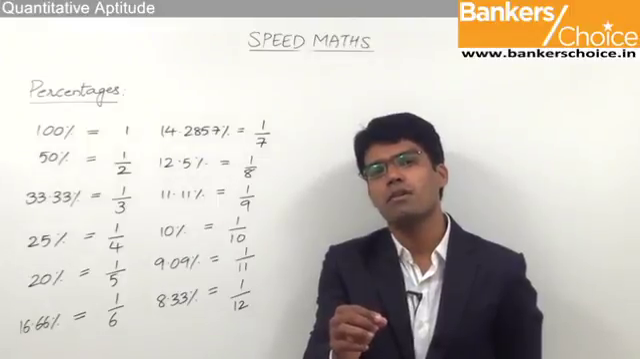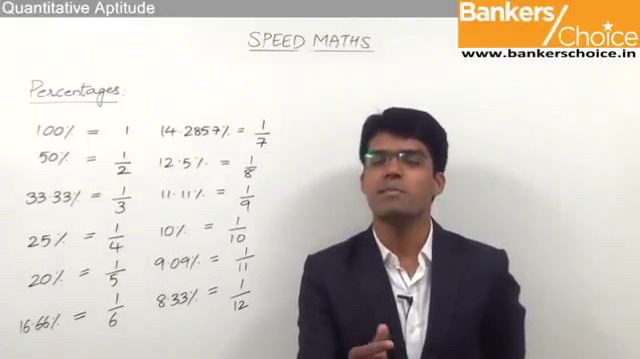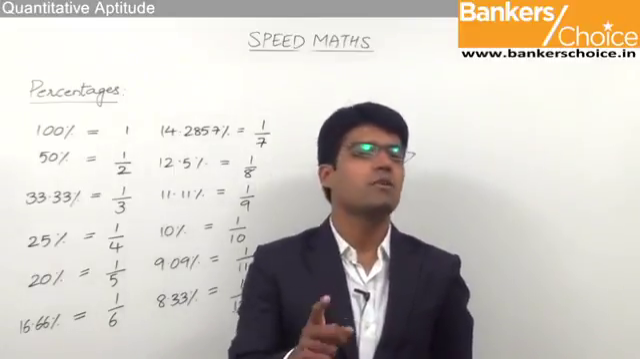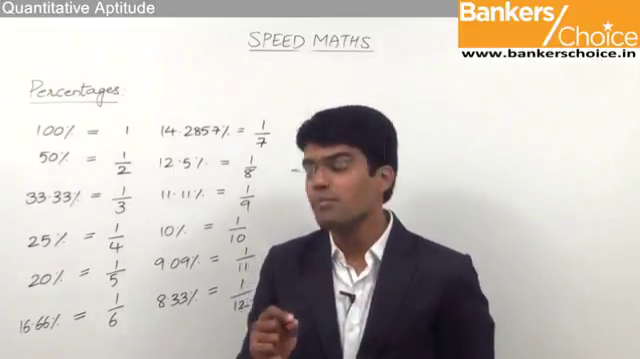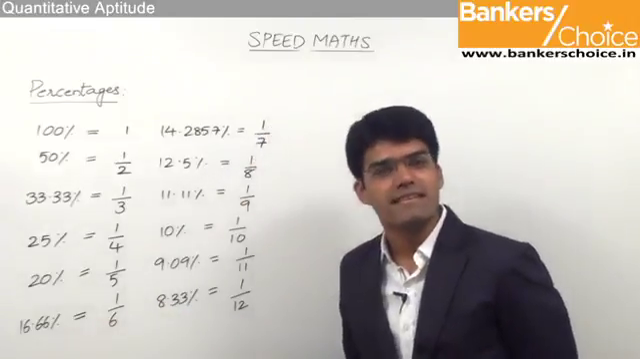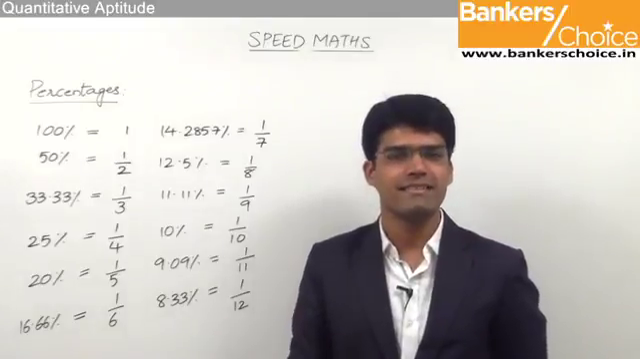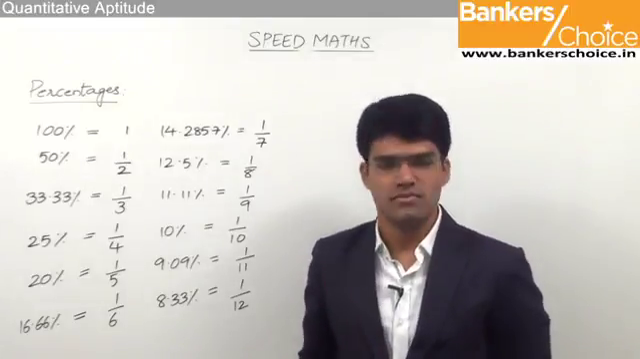83.33% of, let's say 1800. What is 83.33% of 1800? Yes, that is equal to 1500. Why? Because 83.33% is 5 by 6. 5 by 6 of 1800. 1800 by 6 is 300. 300 into 5 is 1500.